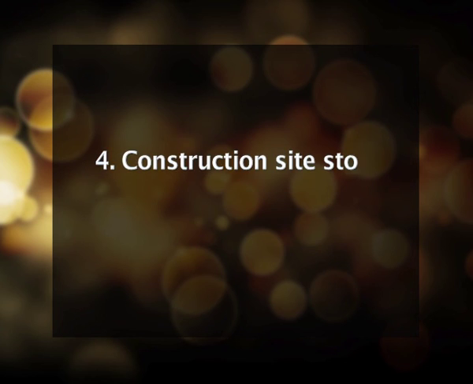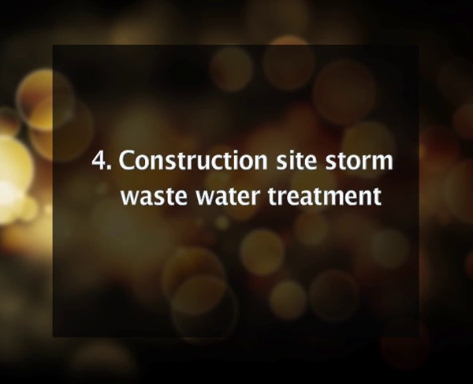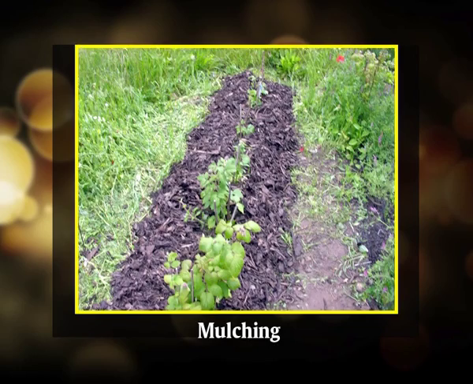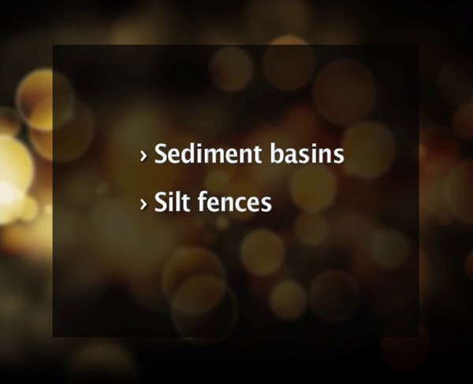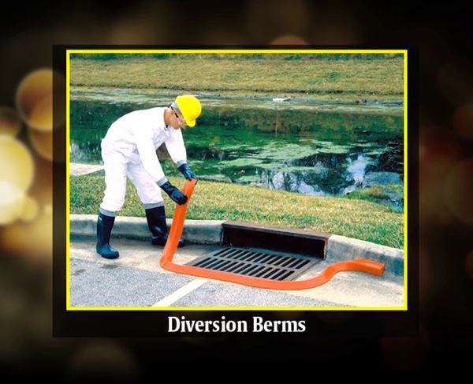Now, construction site storm water treatment. Sediment from construction sites is managed by installation of erosion controls such as mulching and hydroseeding, and sediment controls such as sediment basins and silt fences. Discharge of toxic chemicals such as motor fuels and concrete washout is prevented by the use of spill prevention and control plans and specially designed containers and structures such as overflow controls and diversion berms.